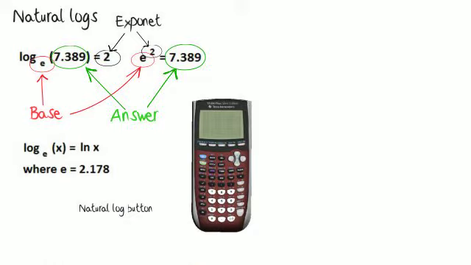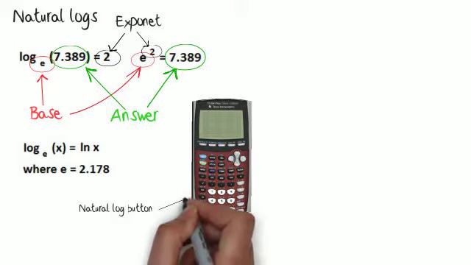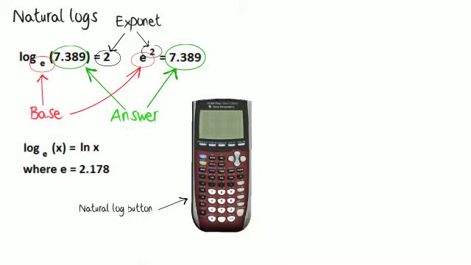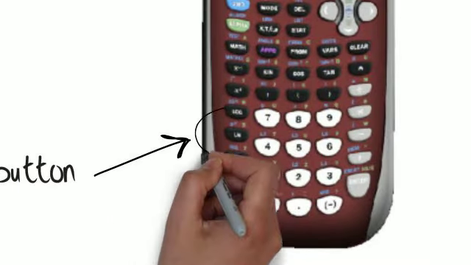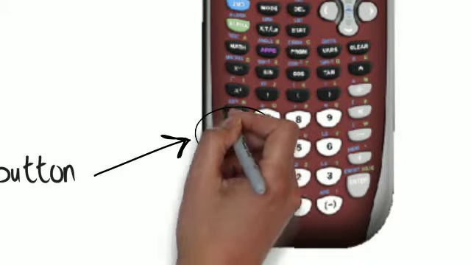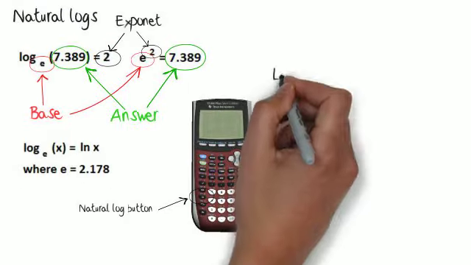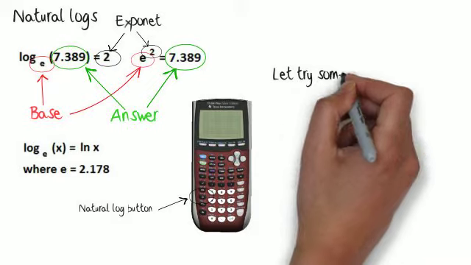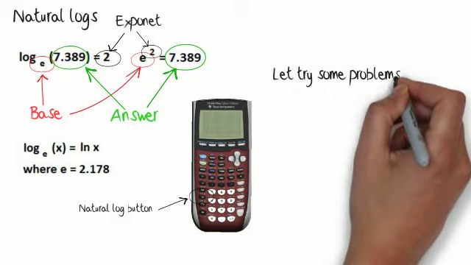What this enables us to do is, again, use our calculator, but now we're going to use the natural log button, the ln button on your calculator. And we're going to do the same sort of thing that we did before. So let's try a couple of these problems and see if we can solve them.